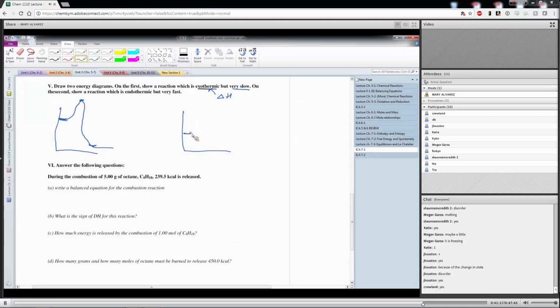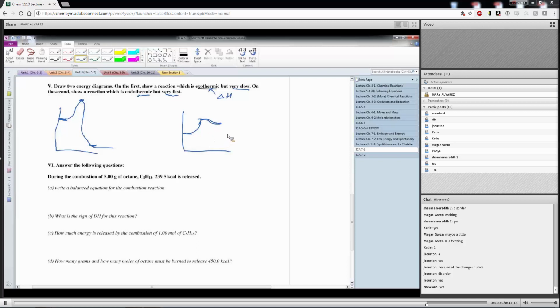Endothermic but fast tells me my products are higher in energy than my reactants. That's what endothermic would mean, and higher in heat energy because it's thermic. Very fast means my energy of activation is relatively small compared to the difference here. So that's a very little hump.